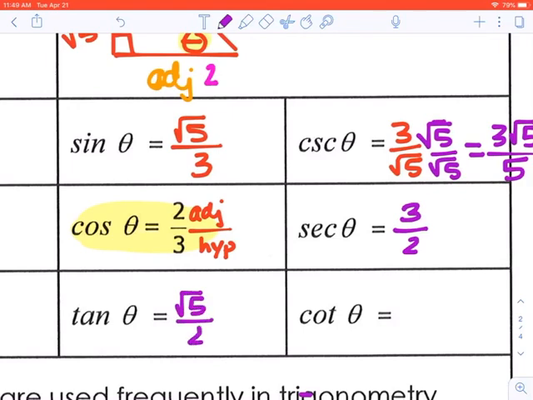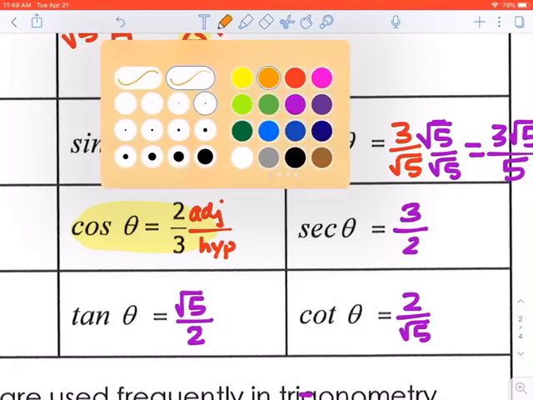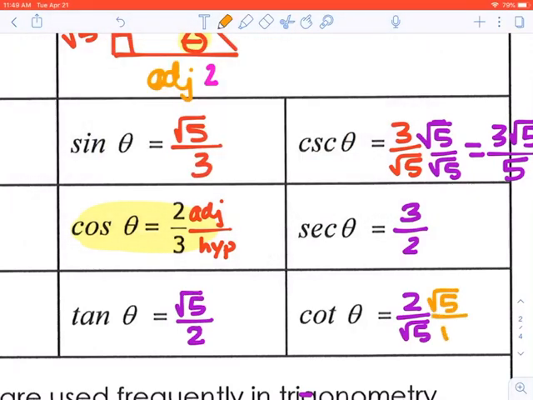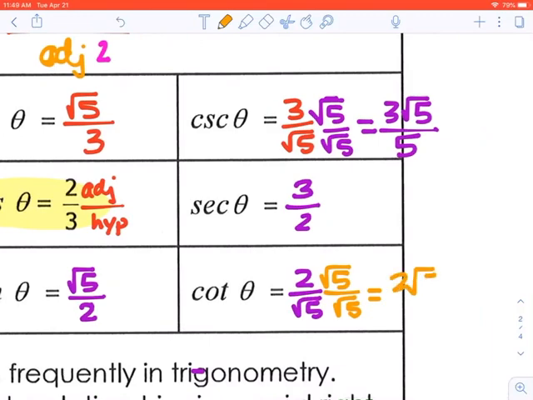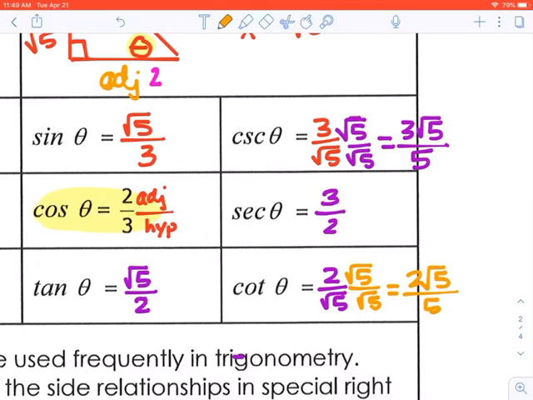And the adjacent was going to be 2, so we are done with that. We flip it over to find the cotangent, 2 divided by root 5. Again, we have to rationalize, so I multiply by root 5 over root 5. And we get the cotangent is going to be 2 root 5 divided by 5. Root 5 times root 5 is just 5. Okay? And we have completed this problem.